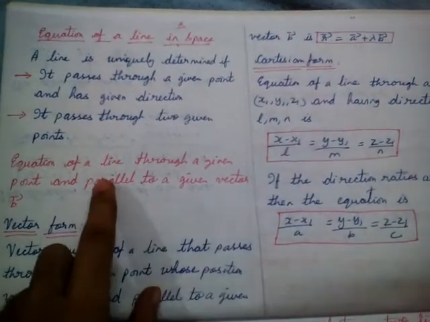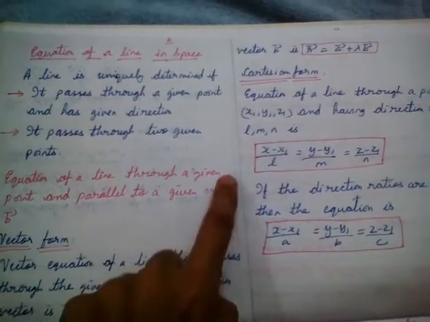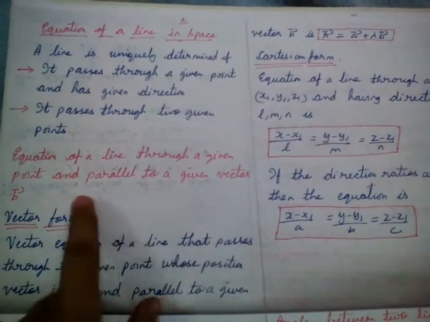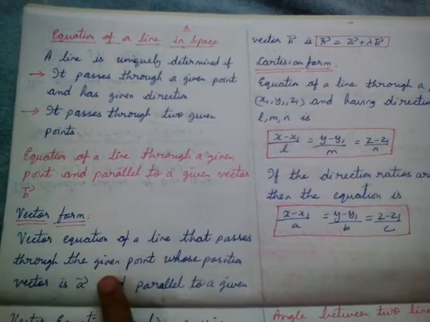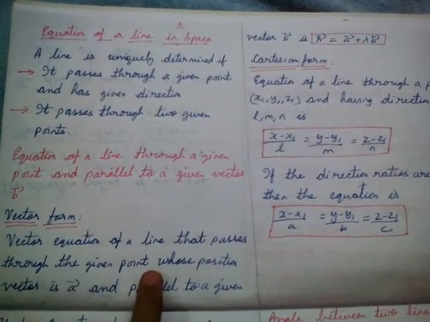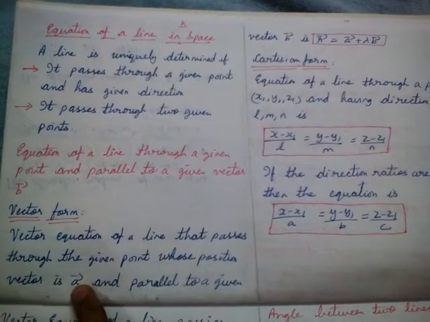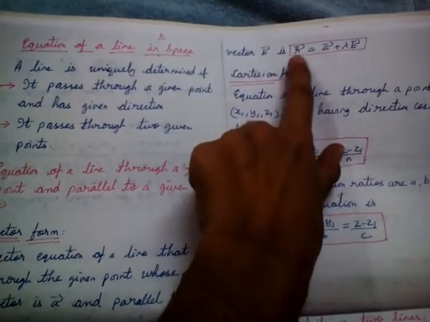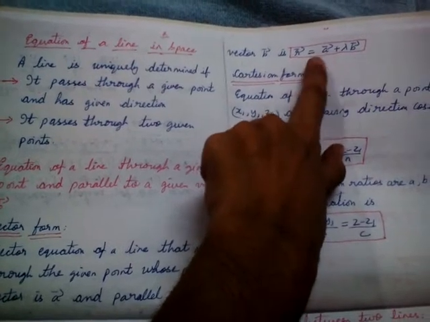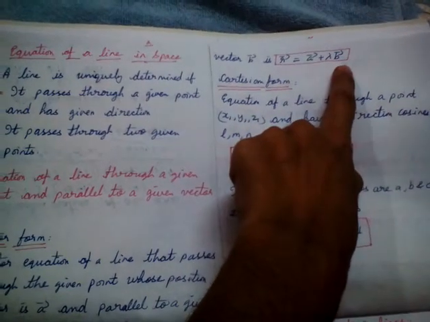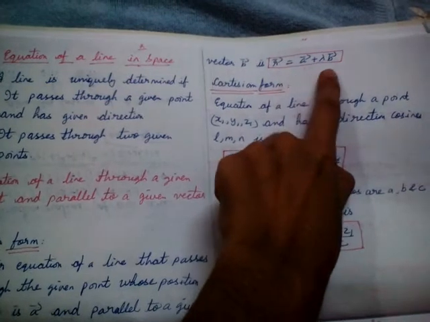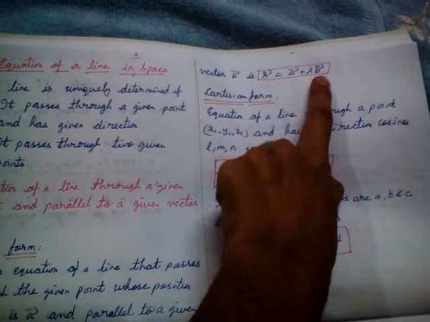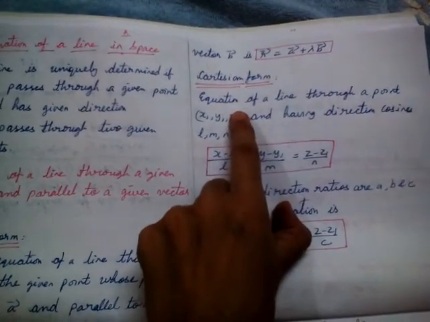The first one is the equation of a line through a given point, meaning it passes through a point and is parallel to a given vector b. The vector equation of a line that passes through a given point whose position vector is a vector and is parallel to a given vector b vector is given by r vector is equal to a vector plus lambda b vector. This is the vector equation of a line passing through a vector and parallel to b vector. Next one is the Cartesian form.